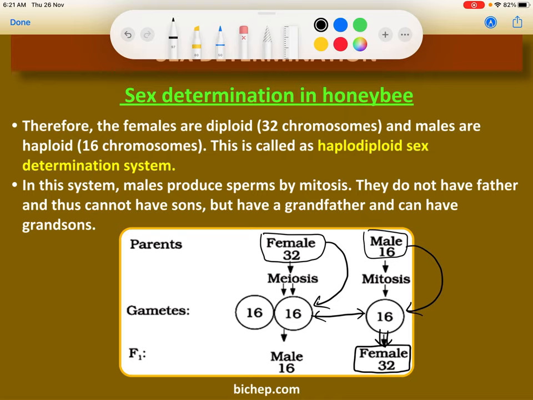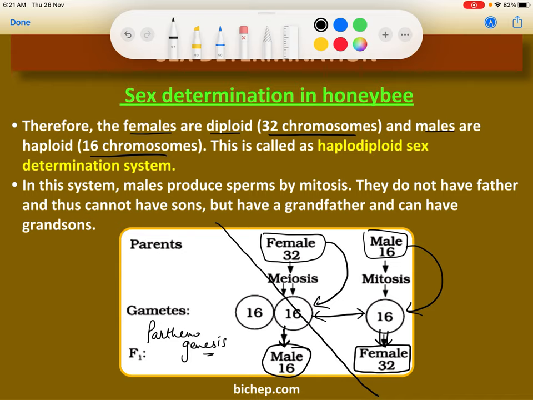Right, so if they find unfavorable condition, then the egg without fertilization is converted into the male. So that is the process what we have termed as parthenogenesis. So females are diploid containing 32 chromosomes and males are haploid containing 16 chromosomes, right? And this kind of mechanism is haplo-diploid sex determination system. In this system, males produce sperm by mitosis. This is first characteristic feature, right?